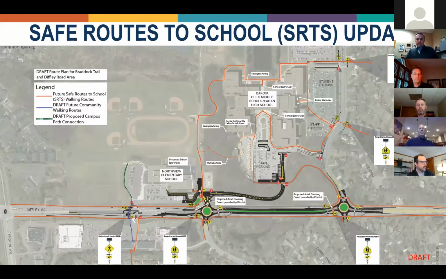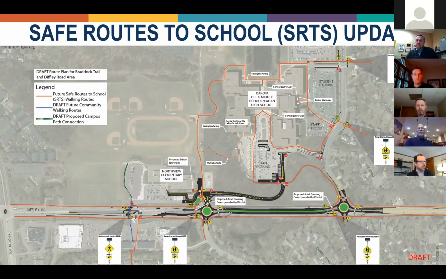Next slide. I know Ashley and others are going to share more of the update to the layout here, but part of what we're doing together in coordination with the Safe Routes to School plan is develop what we think would be the future Safe Routes to School based on the proposed Diffley Road improvements. So on the screen is a glance at what those future routes will be for the area immediately surrounding Diffley and Braddock.